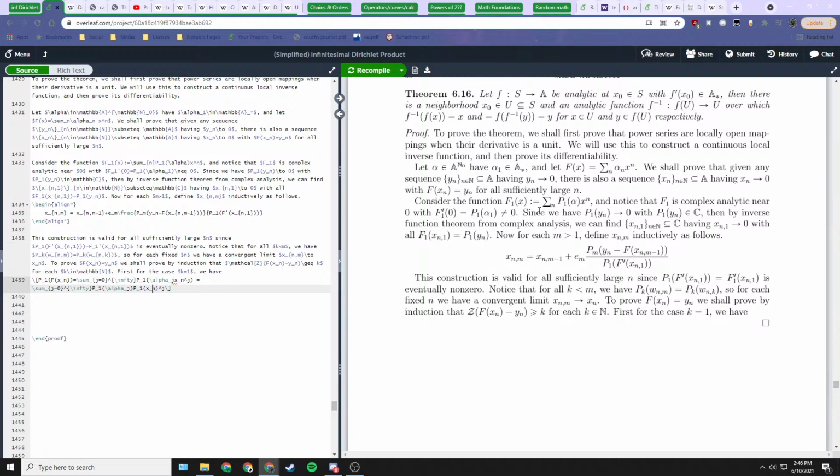and p1 of x sub n is just x sub n comma 1, but now this is just f sub 1 at x sub n1, and we know that by premise this is p1 of y sub n.